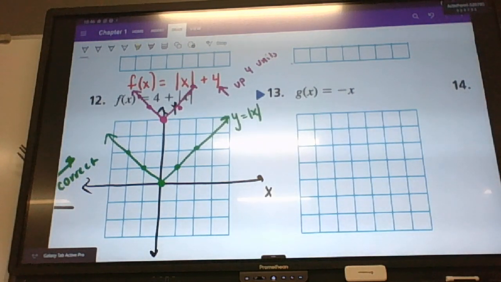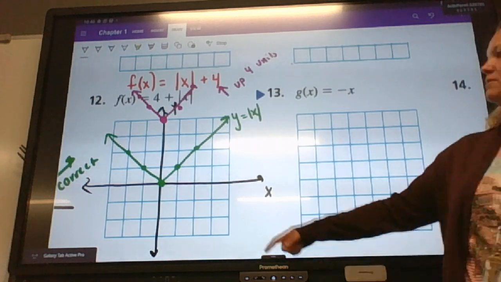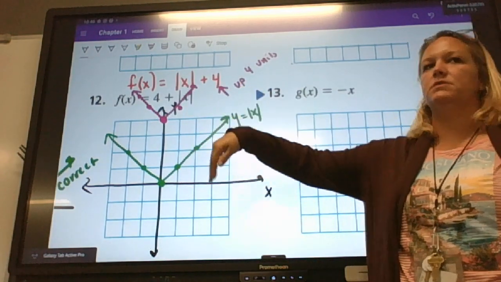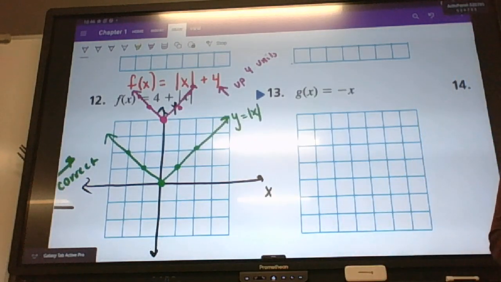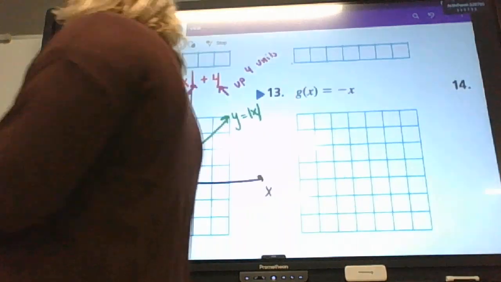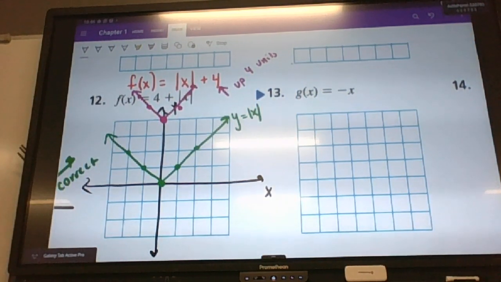That's a full answer for 12. I said it was up 4 units, drew the original, drew the new one, done. Let's take another request.